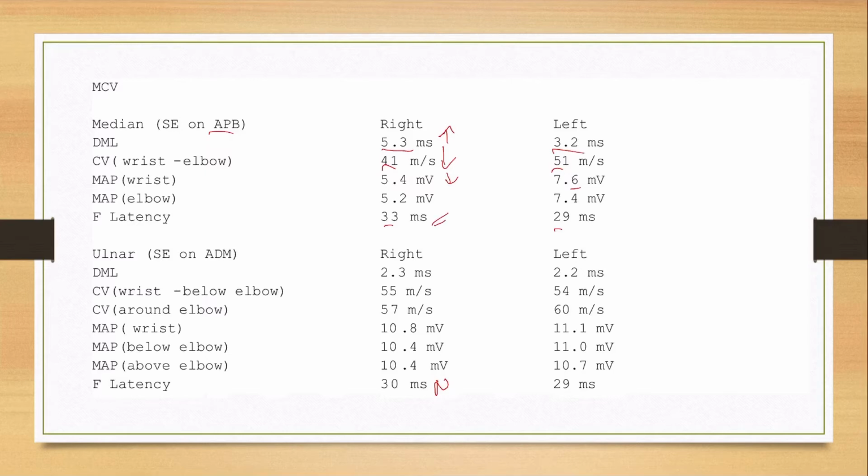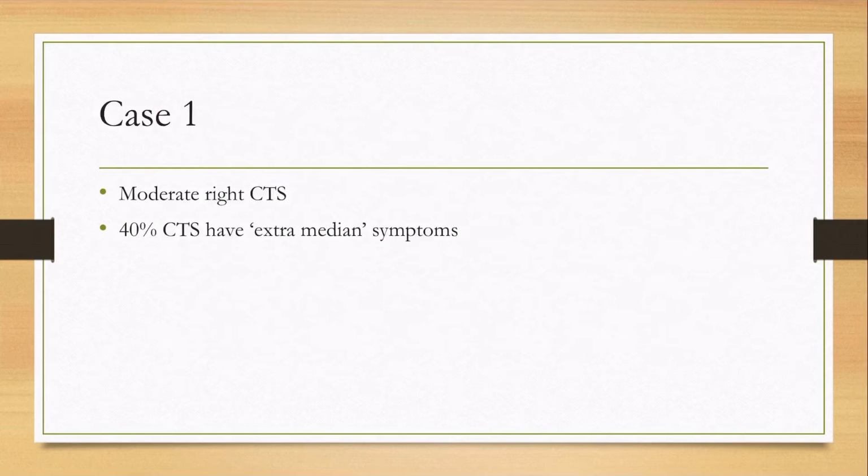So we've got sensory and motor fiber impairment of the median nerve, and so we have a peripheral neuropathy over here. It's something that's happening quite distally. We've got this prolonged distal motor latency, and we have a moderate right carpal tunnel syndrome.